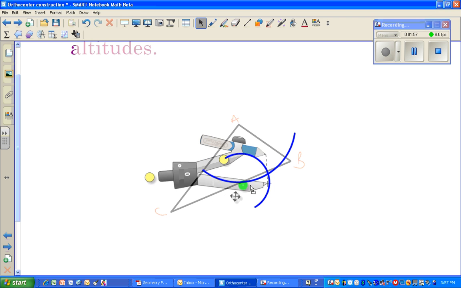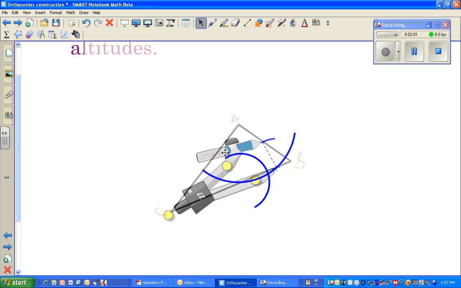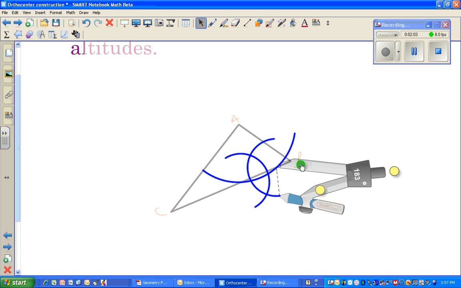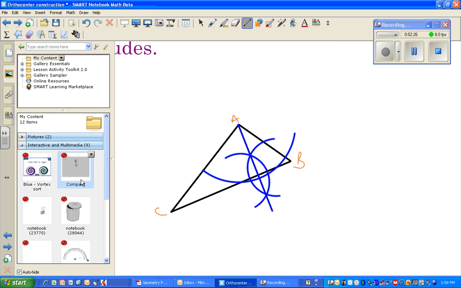Now I'm going to pivot to the other side of my smile, swing an arc above and below. Now I'm going to connect from that point of intersection to the vertex A, giving me the altitude, which is the perpendicular segment from the vertex perpendicular to the side opposite. And I'm going to do that construction two more times.